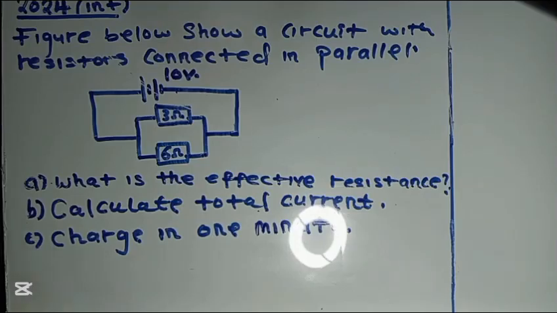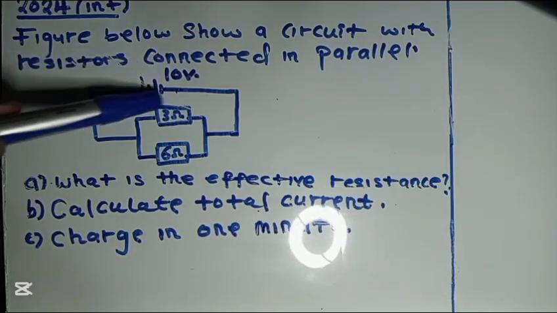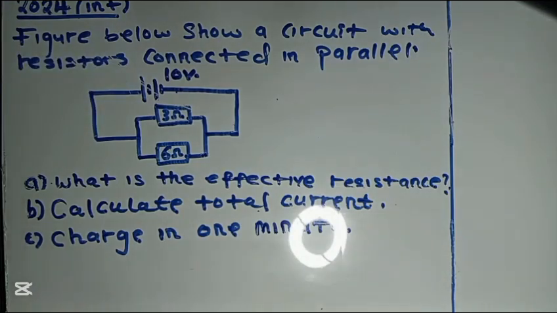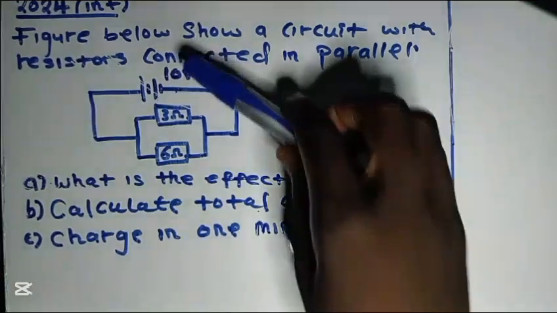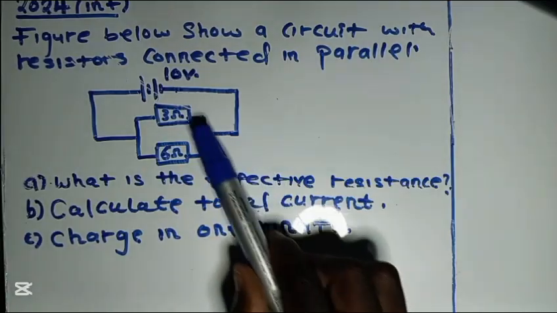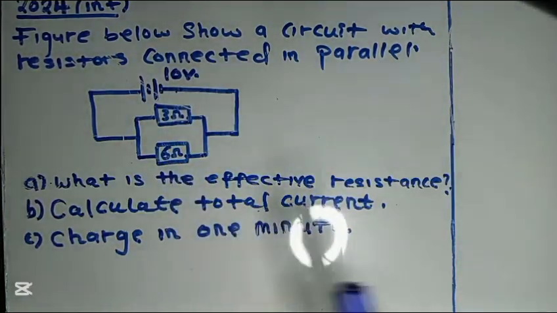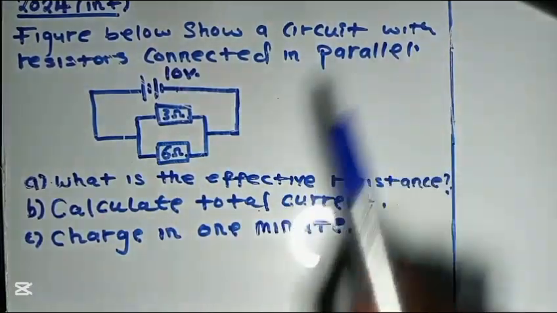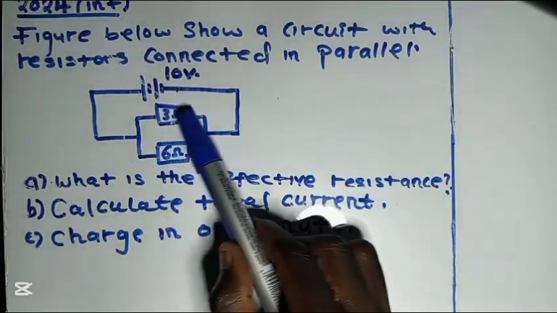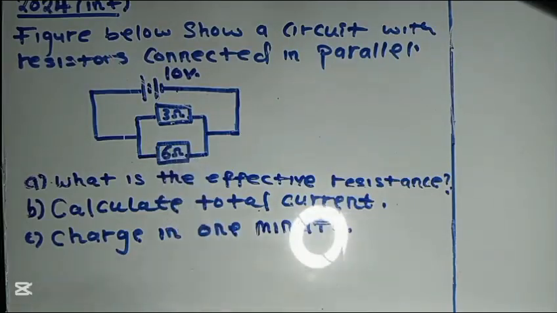You can see that we have cells here. When they are put together, we're calling them a battery. There is 10 volts, and we have this resistor and this resistor. The way they are arranged, we are saying they are connected in parallel. This one has 3 ohms and this one has 6 ohms.